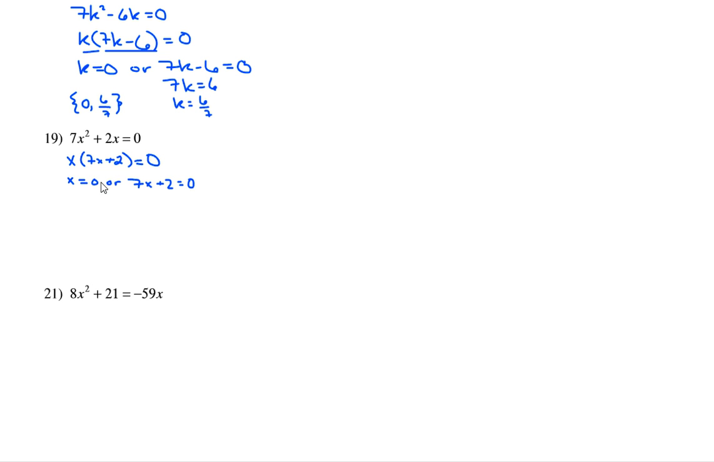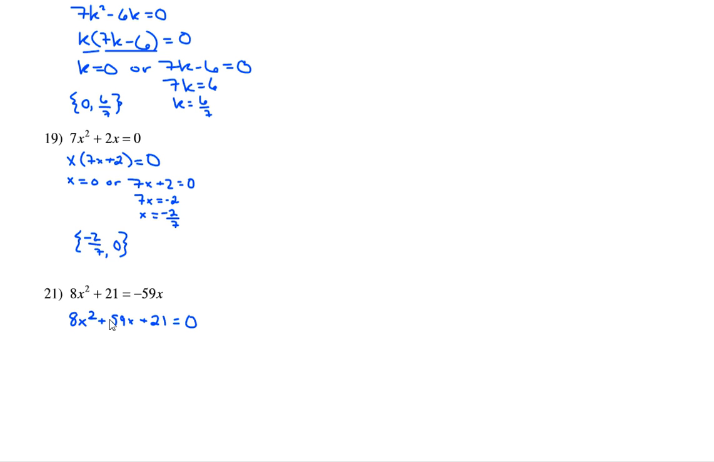And solve. This one's already solved, so we go to this one, subtract off the 2 from both sides, divide the 7 on both sides, and we get negative 2/7. So my two answers in numerical order, negative 2/7 or 0. And for the last one, add 59x to both sides. So I have 8x squared. Since I'm adding it over here, it's going to be a positive 59x plus 21 equals 0.